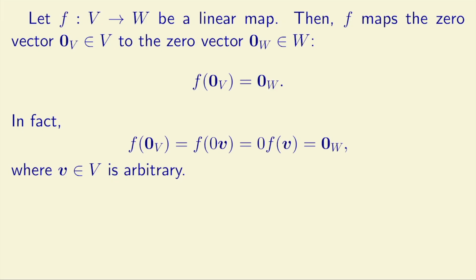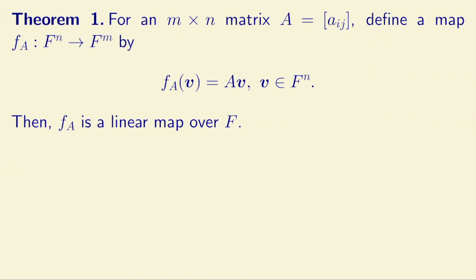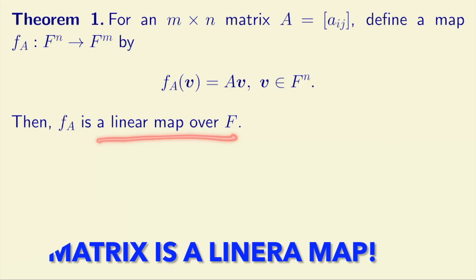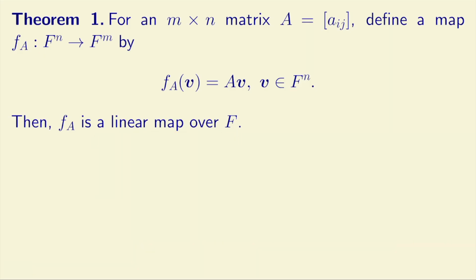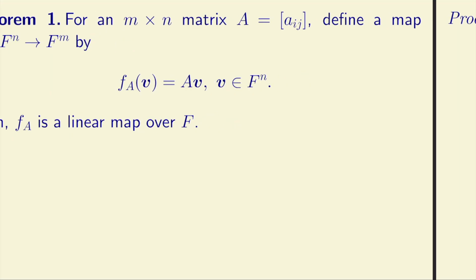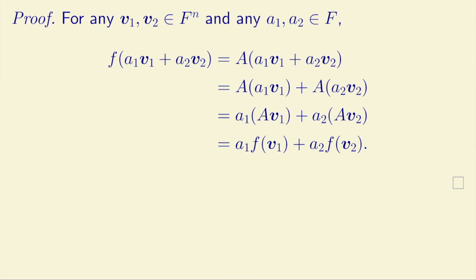Okay, theorem 1 is interesting. It says that for any matrix A, the map f_A(v) = Av is a linear map. That means every matrix is basically a linear map. That's a huge takeaway. I hadn't thought about it that way. The proof on the next page uses the properties of matrix multiplication that we already know. It just applies the combined linearity condition.